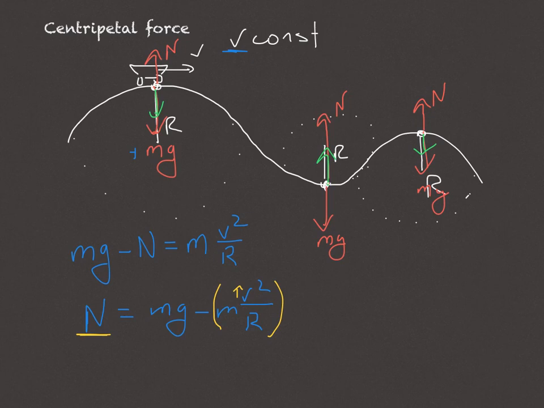Let's look at the bottom. Positive towards the center, so we have the normal force minus mg equals mv squared over r. And again, solving for that, we have normal force equals the weight plus mv squared over r. So here it's saying that the normal force is this much more than the weight. Left side, this much less than the weight.